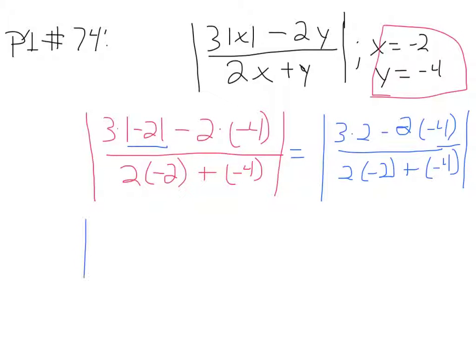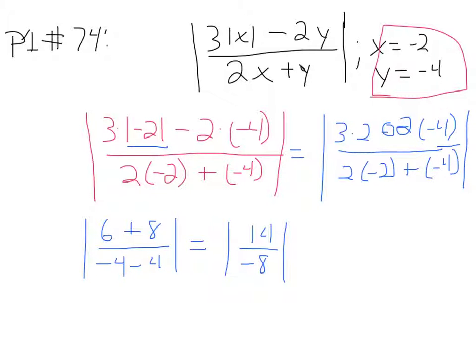3 times 2 is 6. 2 times a -4 is -8. And a negative of a -8 is a +8. Okay. On the bottom, we have 2 times a -2 is a -4. Plus a -4 is the same thing as subtracting 4. All right. So now I don't have any of those weird multiplications. Now I can do my additions and subtractions. 6 plus 8 is 14. Minus 4 minus 4 is -8.